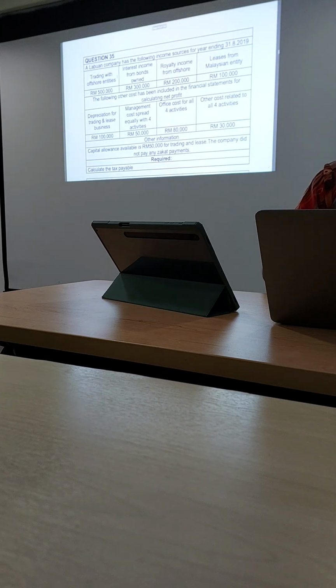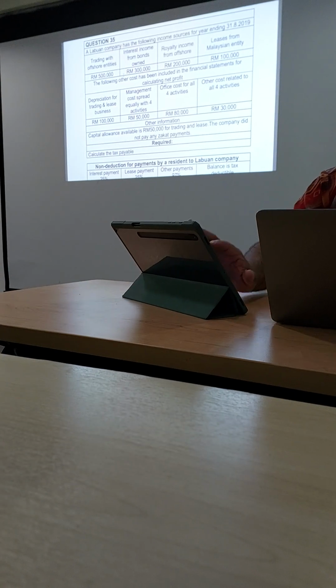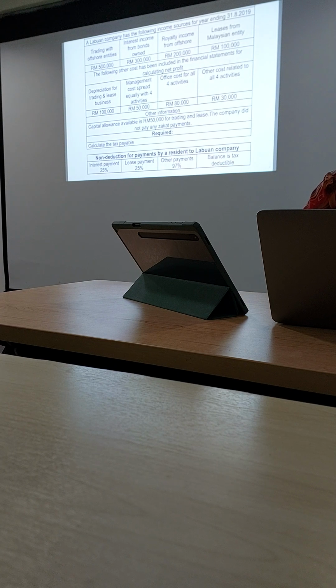Okay, right. Now, let's have a look at this part. Labuan company has the following income source for the year 31/8/2019: trading with offshore, interest income, bond, royalty income, leases from Malaysian entity. The following are other costs included in the financial statement for the calculation.